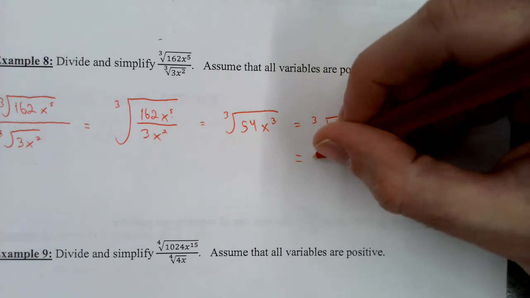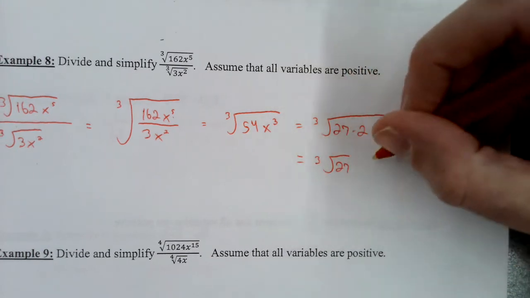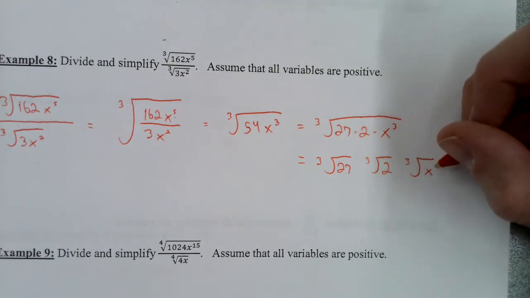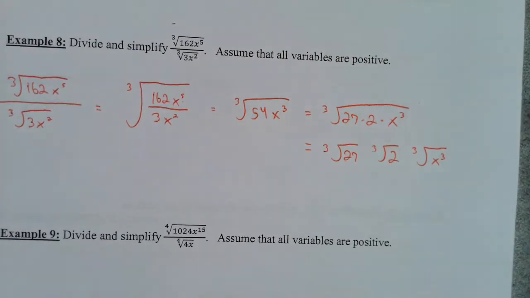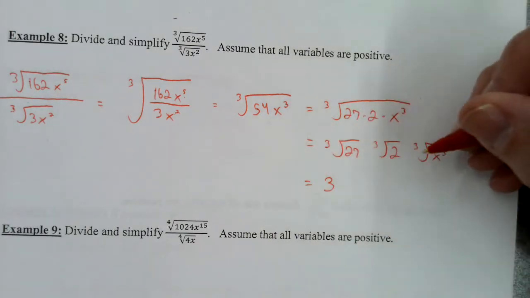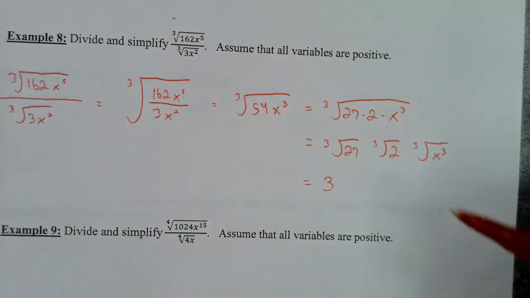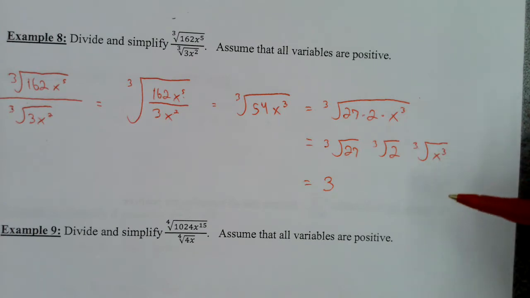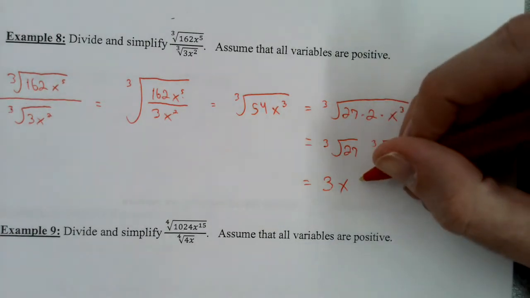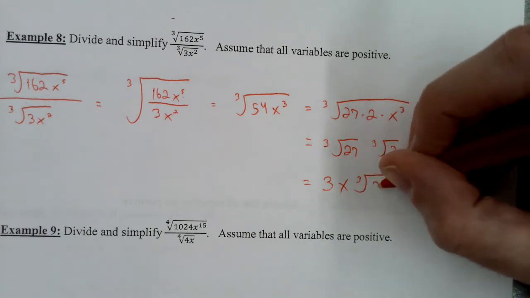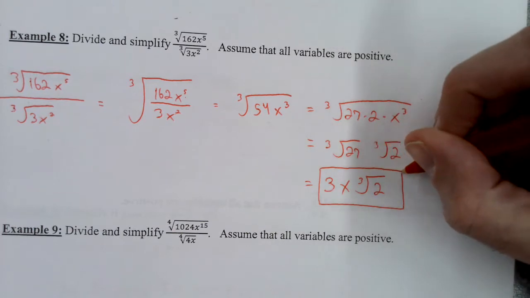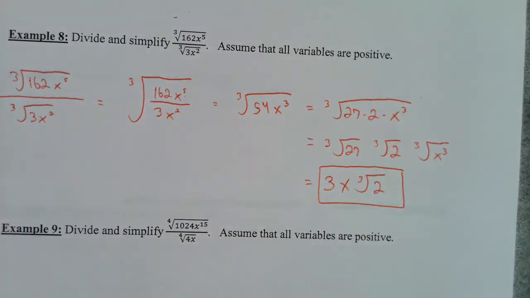And again, I just like to rewrite it like this. Cube root of 27 times cube root of 2 times cube root of x cubed. The cube root of 27 is 3. And we need groups of 3. We have 3 x's, so we take out one group. What's left over under the radical is just the cube root of 2. Remember, the radical always goes at the end, all the way to the right.